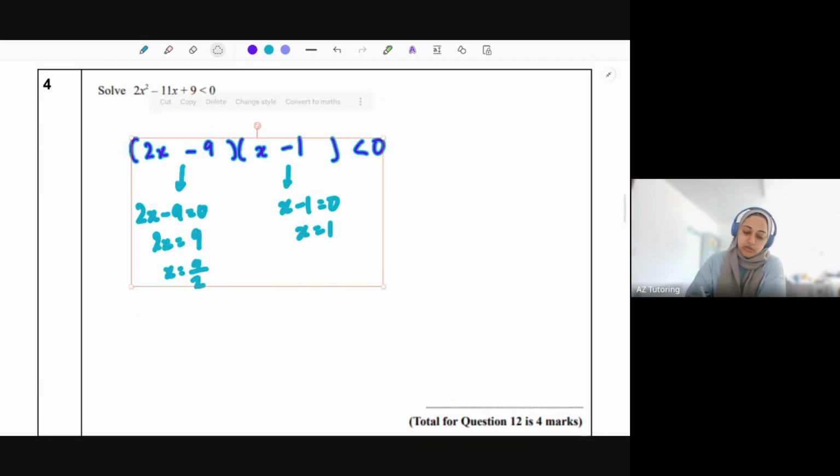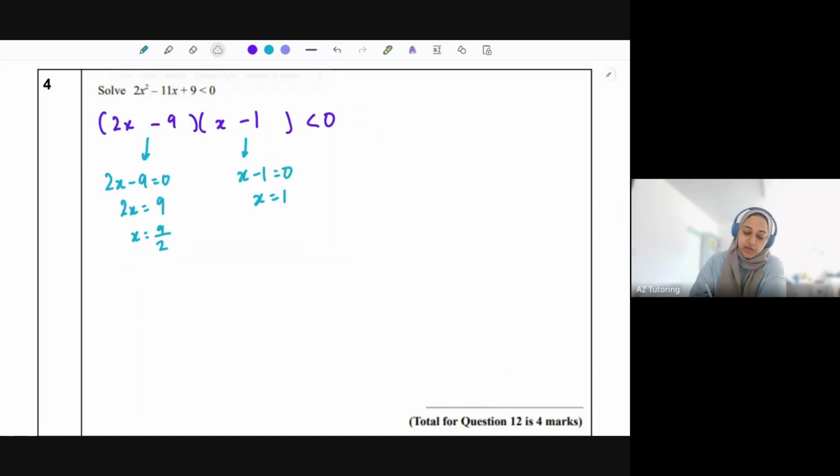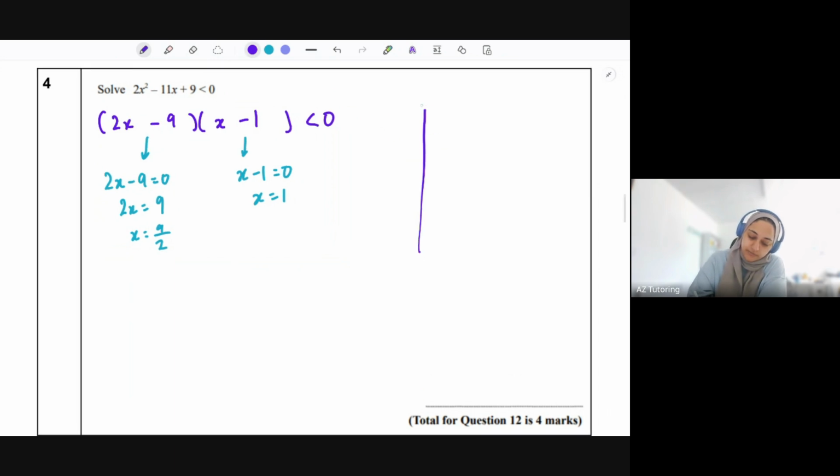So like all the previous examples, let's sketch it on the graph and see where it is less than 0. So sketching the graph, I will just sketch it up here. So 9 over 2 is 4.5. So it's going to be around here, and let's just say 1 is going to be here. So our graph is going to look somewhat like this, where this is 1 and this is 9 over 2.